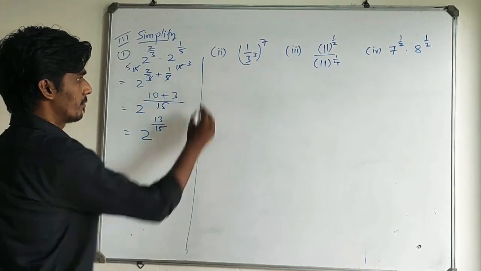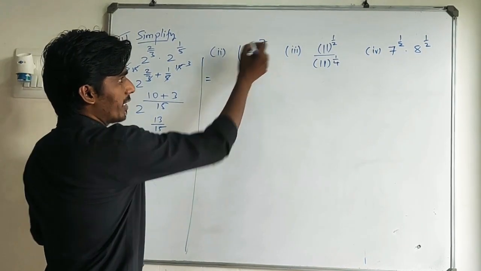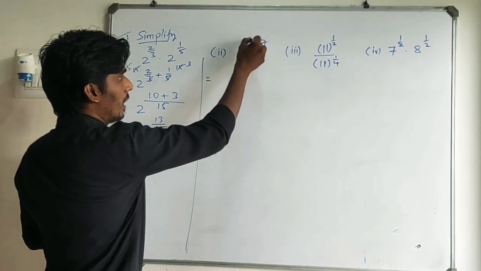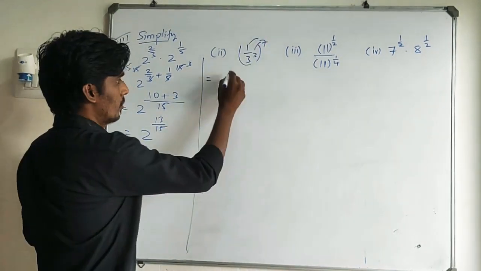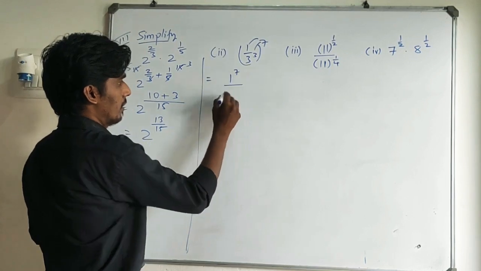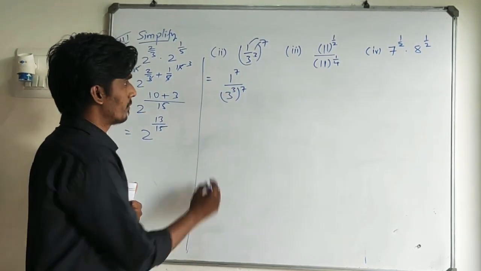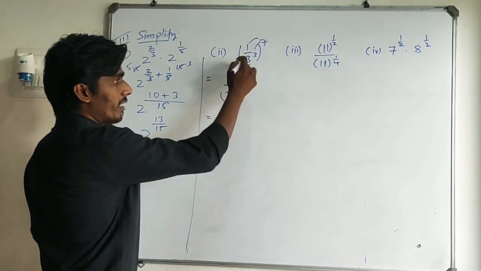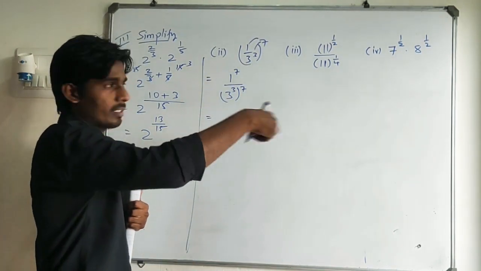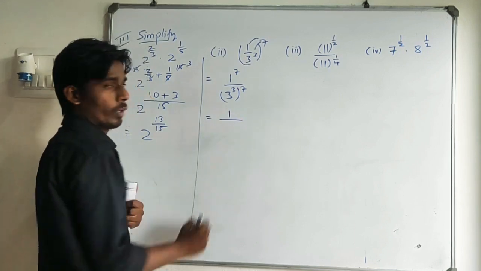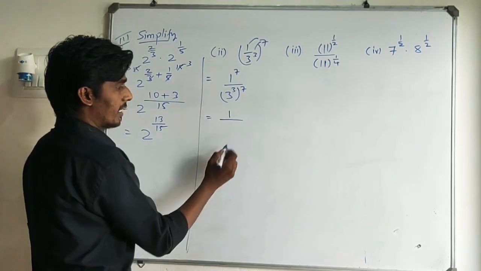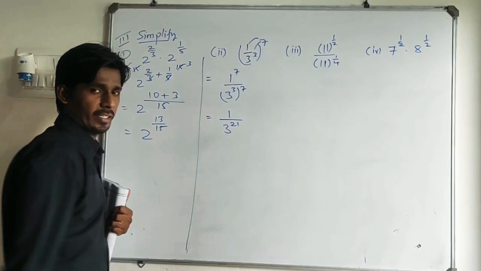Now the second one, whole raised to 7 means this power will apply on both the numbers. 1 raised to 7, 3 raised to 3, whole raised to 7. So 1 raised to 7 means 1 into 1 into 1, 7 times, it will remain 1. 3 7s are 21, 3 raised to 21.